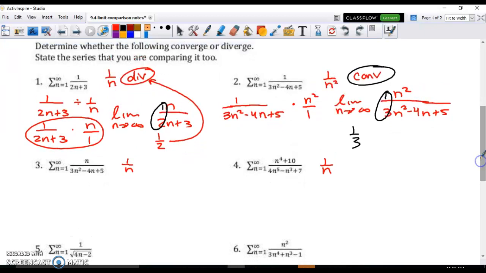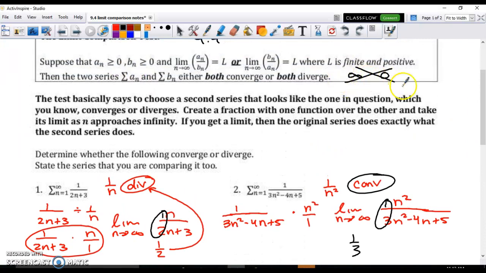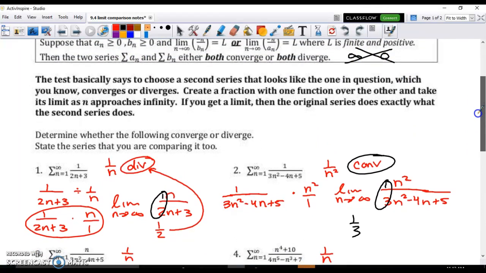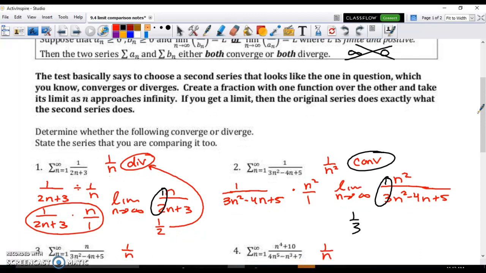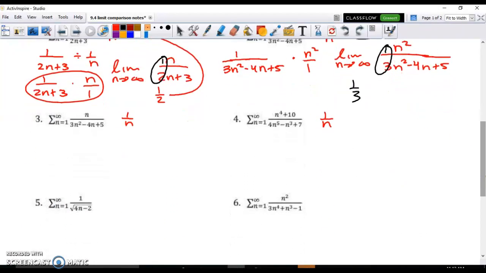If you have the suspicion that your limit converges or diverges, and you work it out and you get infinity or 0, those don't help us. We need it to actually approach a number. It's not 0. All right, so let's look at number 3.